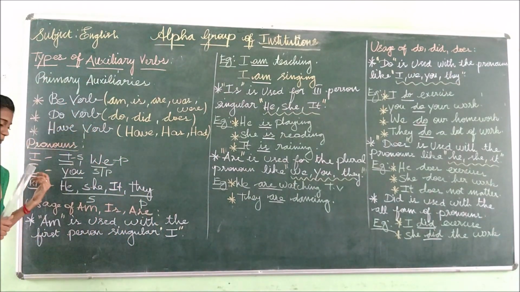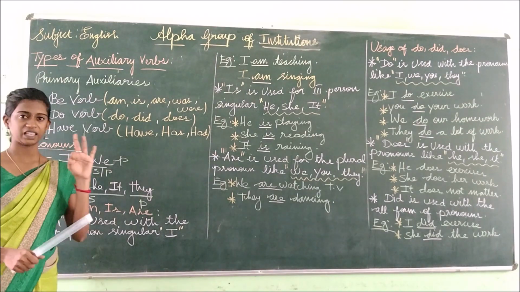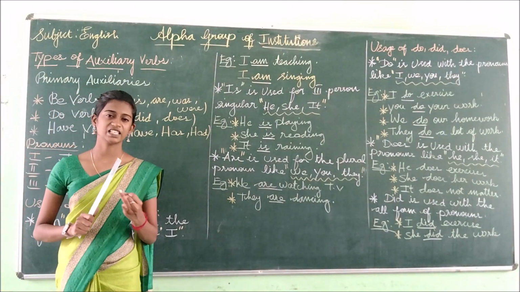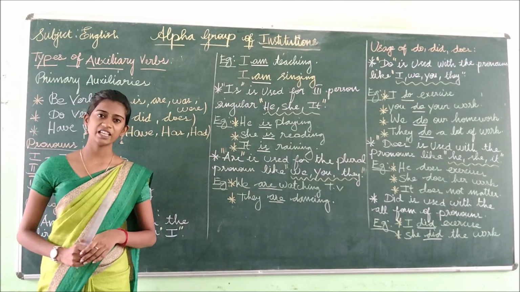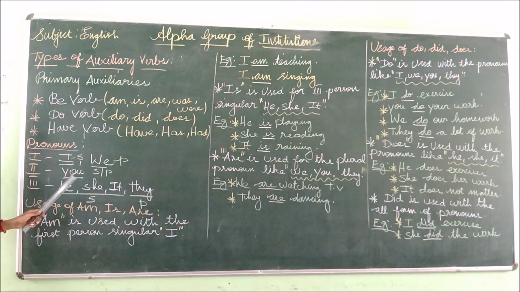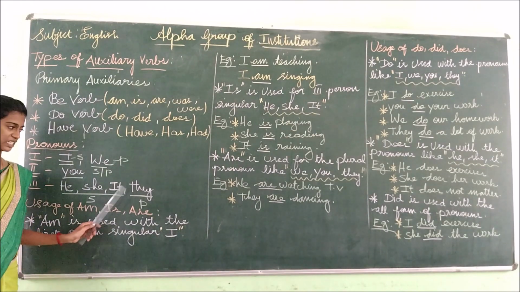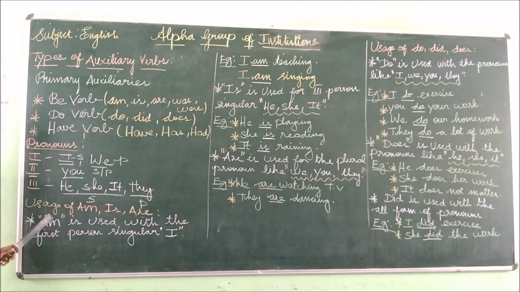So next we have seen the pronouns. In pronouns there are three persons: first person, second person, third person. In first person there comes I, we. In second person there comes you, and in third person there comes he, she, it, and they. And next we have seen the usage of am, is, are.